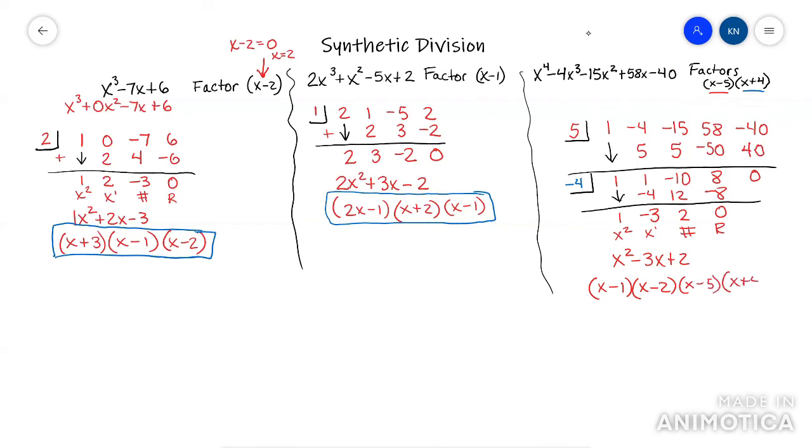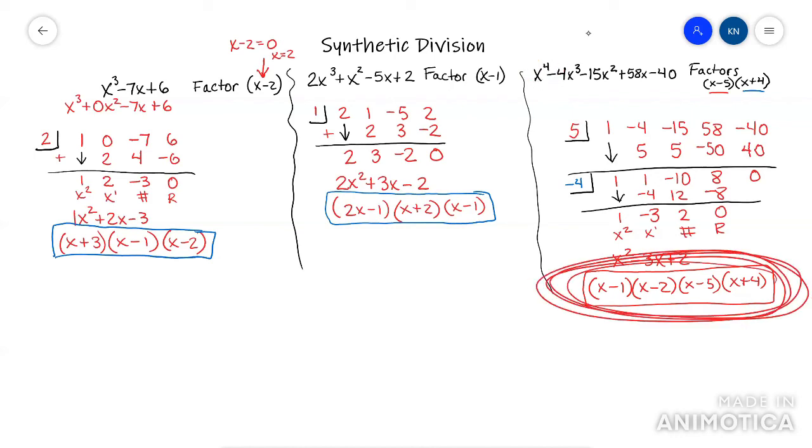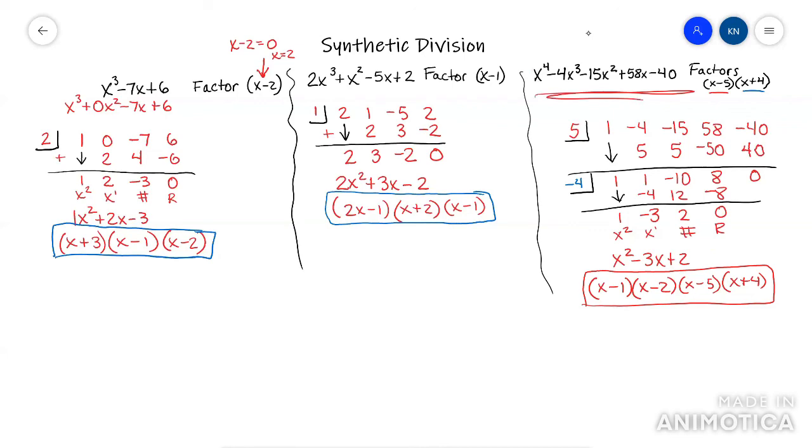And a good rule of thumb when you're doing these, because it's so easy to forget a factor, go look at your original problem. Look at the degree. The degree is 4. That means when it's in factored form, I better have degree 4. If you end up with degree 3, that means you forgot one. So that's how you use synthetic division to fully factor a polynomial that doesn't factor on its own. Hope this video helped.